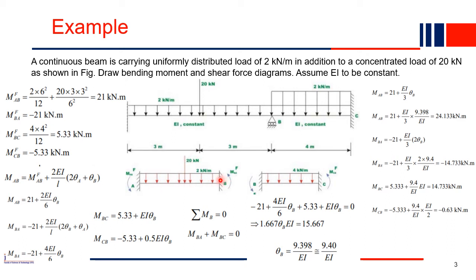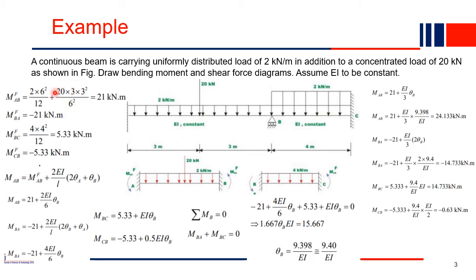As we have seen in the last class, in the moment distribution method, for a concentrated load the fixed end moment is P A B square by L square. P is 20, and A and B are both 3 meters. So P into A B square by L square, where L is the total 3 plus 3, that is 6, and 6 square.